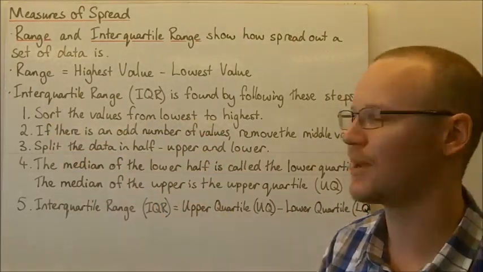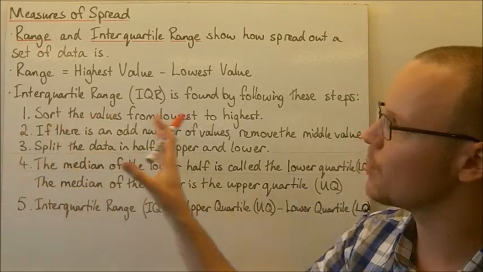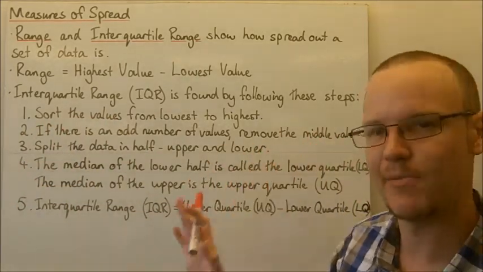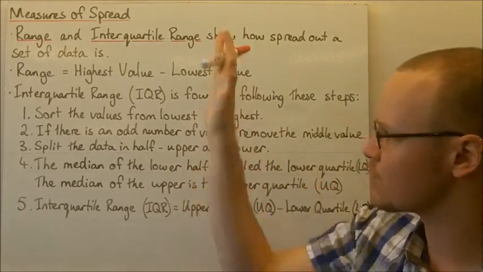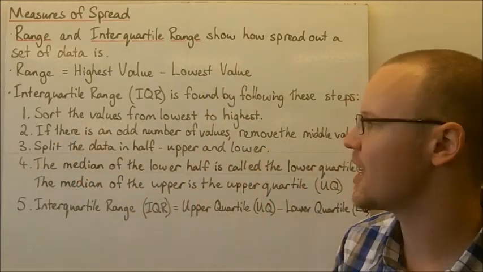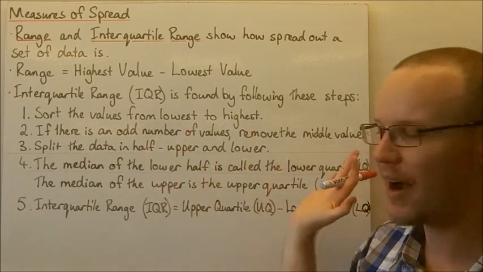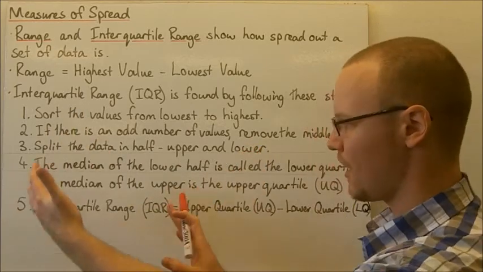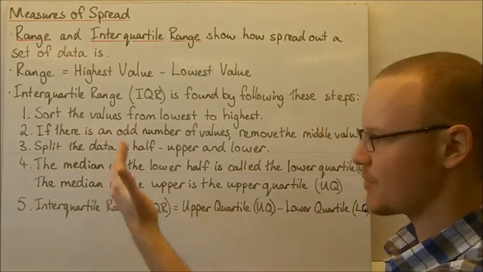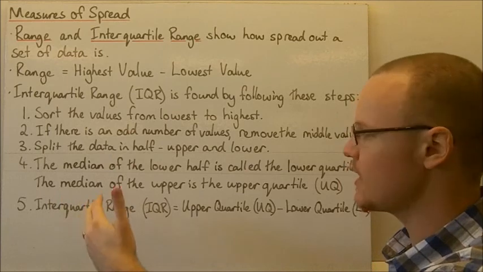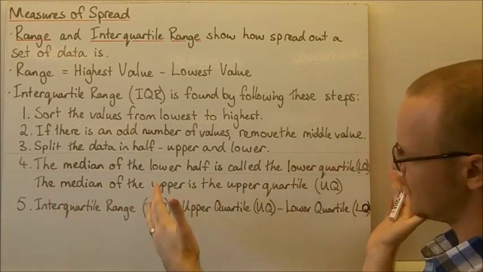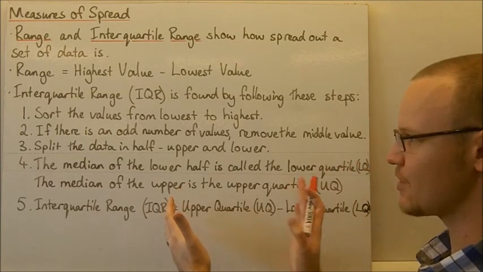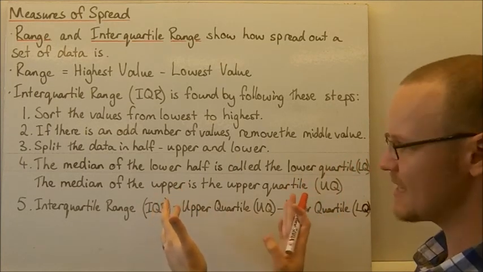So we sort the values from lowest to highest, from the lowest number all the way up to the highest number. If there's an odd number of values, we can remove the middle value, the median. We can just put a line straight through it and we split the data in half. So we have the upper half and the lower half. Then if we find the median of the lower half, that's the lower quartile, the lowest quarter of the data essentially. And if we split the upper half in two, directly in two, and find the median of the upper half, that's the upper quartile.